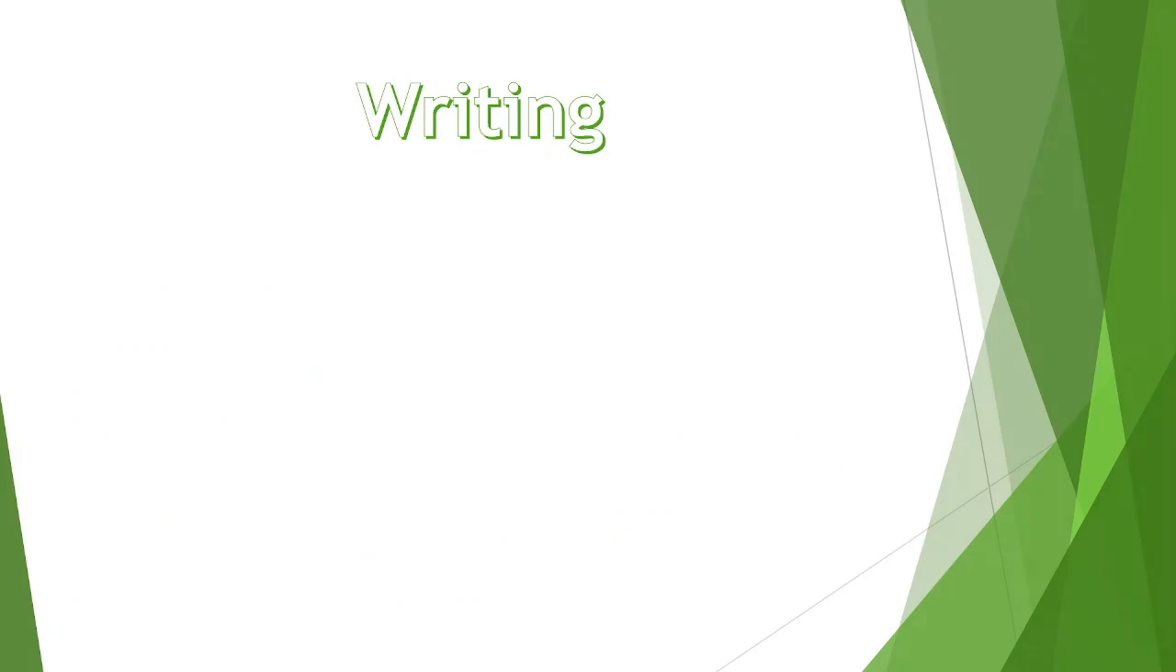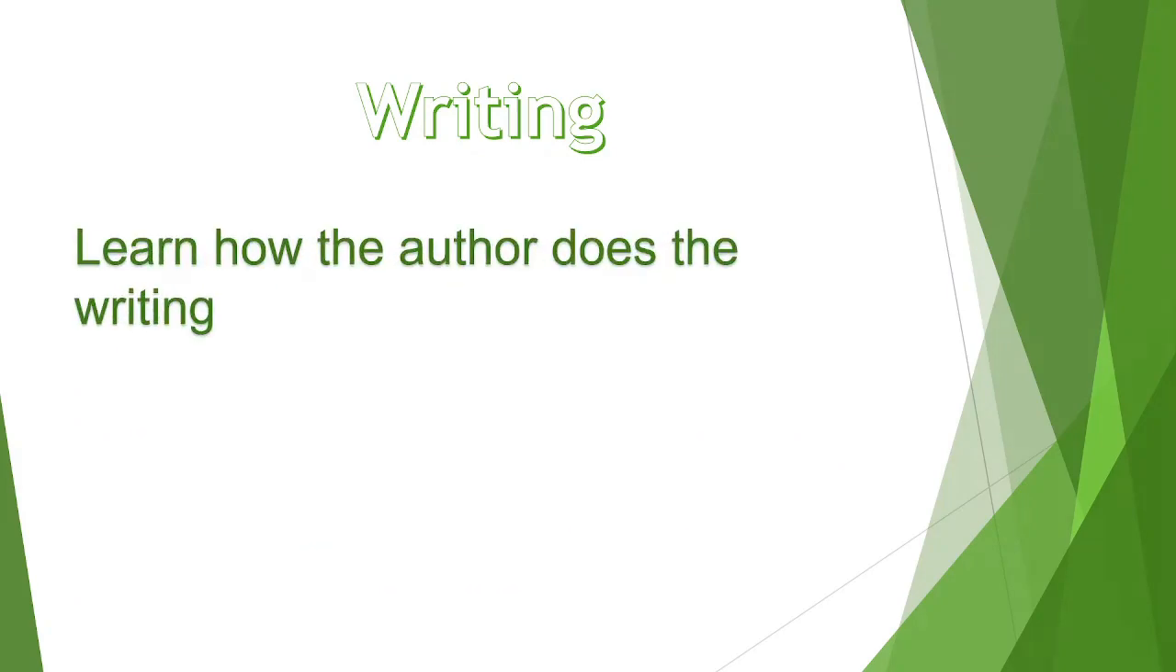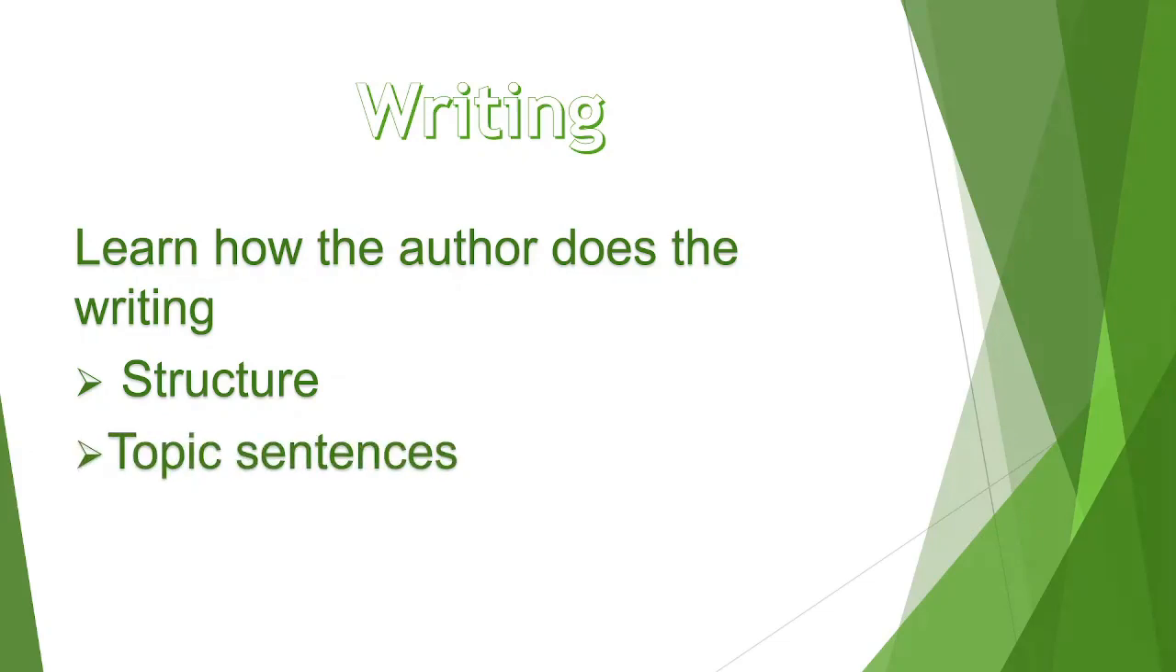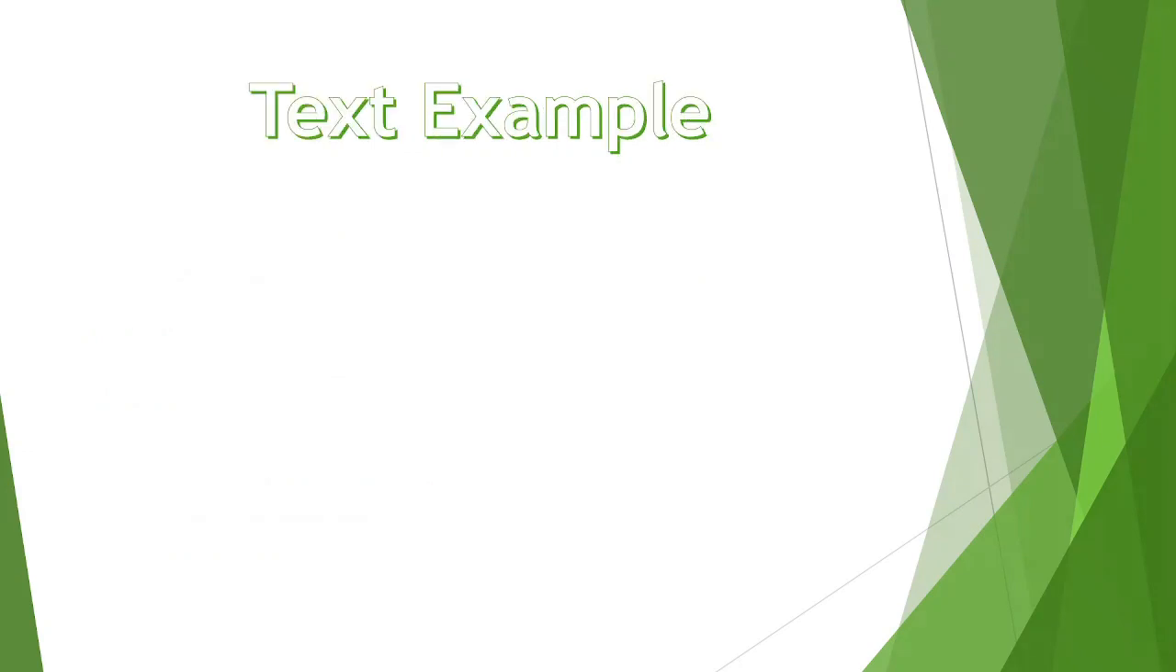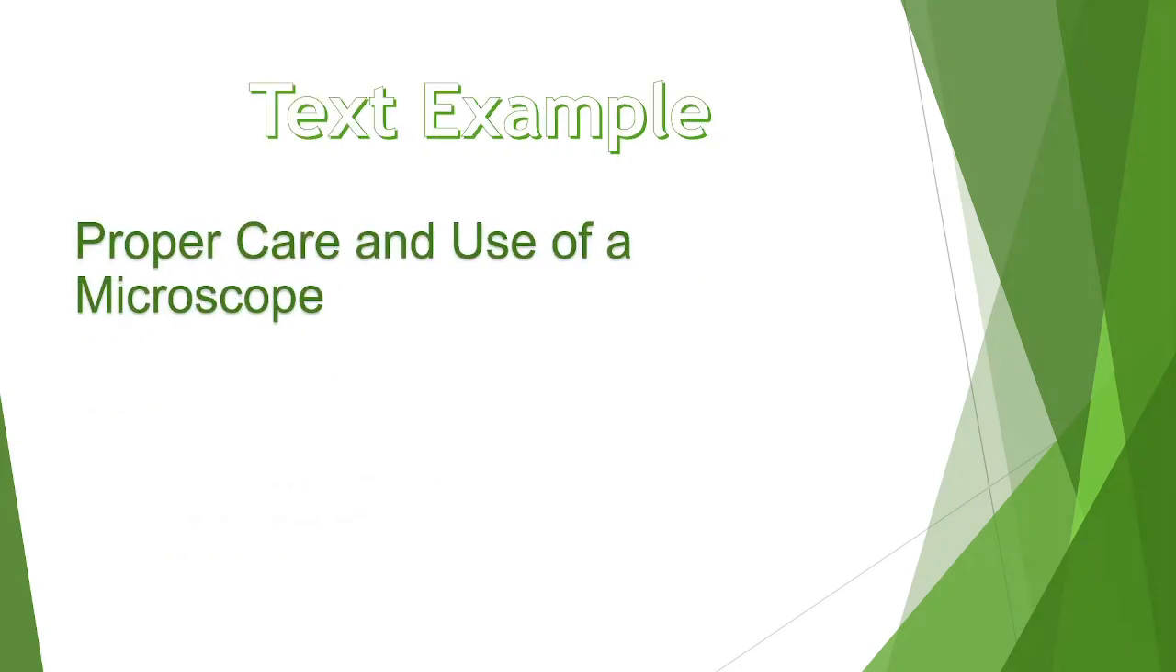Let's look at writing first. You learn how the author does the writing so that you can become a better writer. In writing, you look at three things: the structure, the topic sentences, and transitions. So these are the big things in writing. The text we're going to look at is "Proper Care and Use of a Microscope."